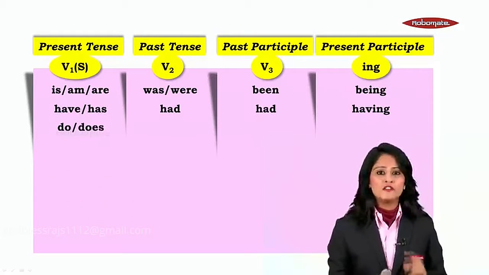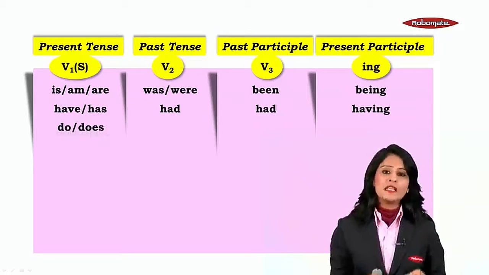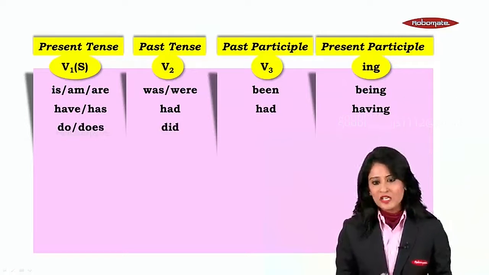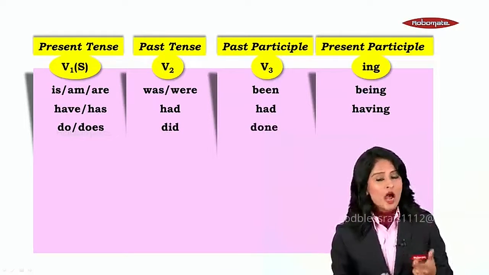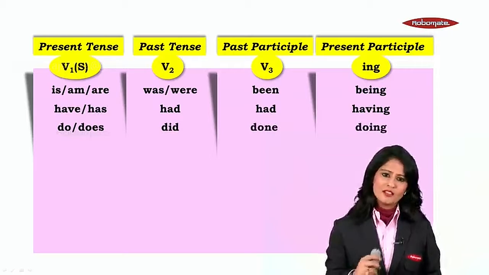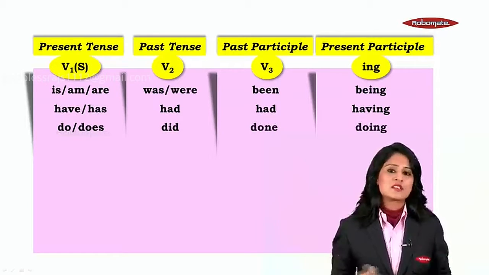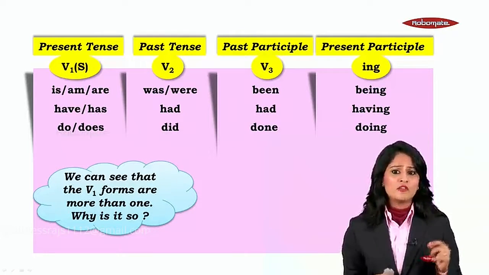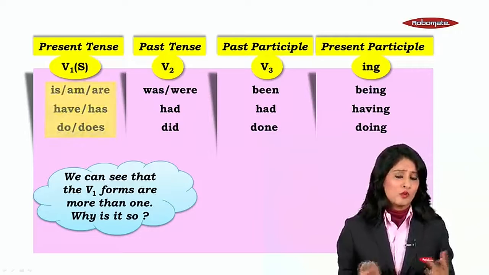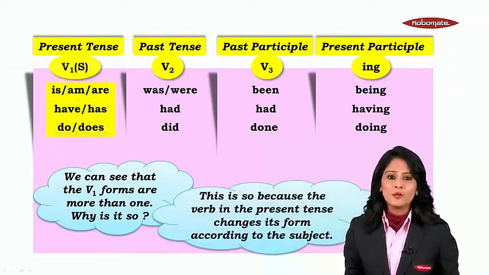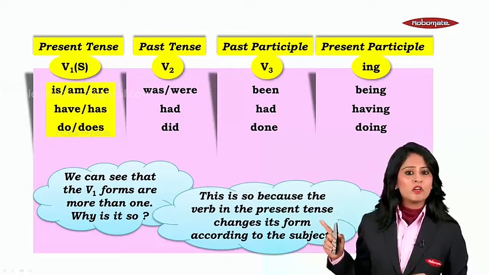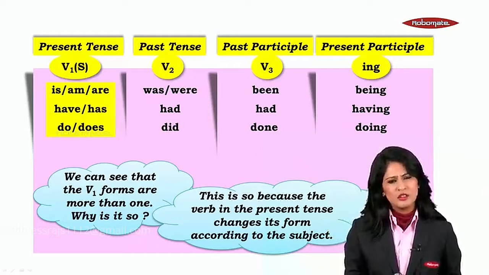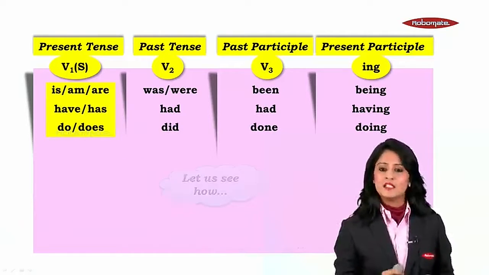Further on we have do or does. Of course, we know the spelling here, it's not D-O-S but D-O-E-S. Did is the next word. Done is the past participle. And the next, as I told you, doing simply ends with ing. Now we can see that the V1 forms are more than one. Why is it so? We'll take a look very quickly. This is because the verb in the present tense changes its form according to the subject. Don't worry, we'll see now.